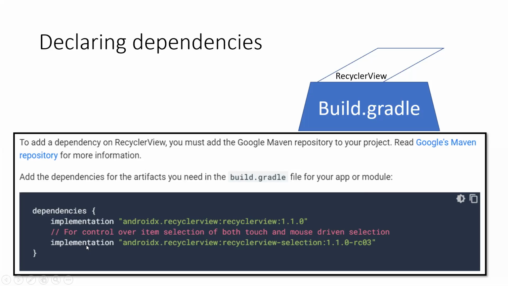You need to add dependencies, and here you mention androidx.recyclerview:recyclerview and then the version of that. For control over item selection of both touch and mouse driven selection, you need to say implementation androidx.recyclerview:recyclerview-selection:version.